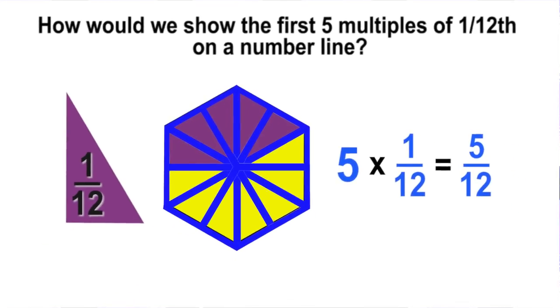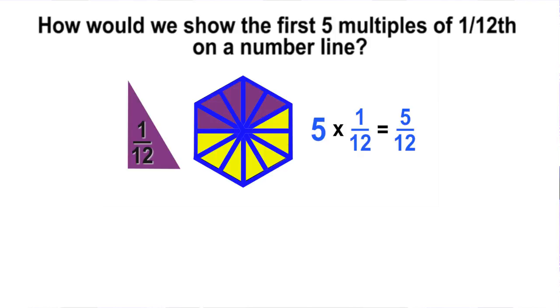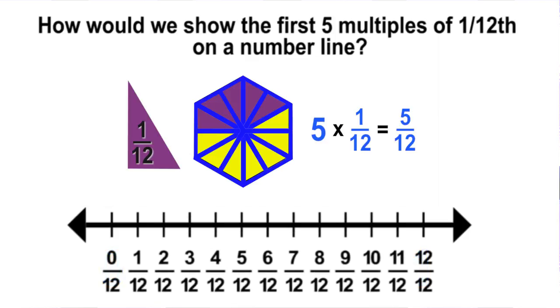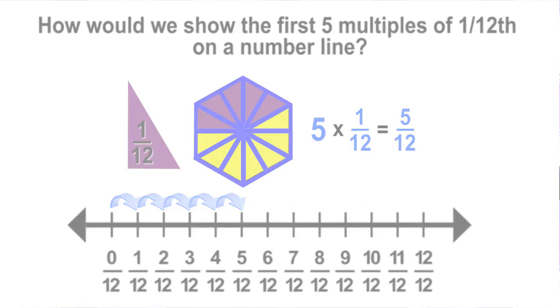How would we show the first 5 multiples of 1/12 on a number line? First, draw a number line and label 2 tick marks with 0 and 1 at each end. Then divide the number line into 12ths. The first multiple would be 1/12, the second jump would be 2/12, the third multiple would be 3/12, the fourth jump would be 4/12, and the fifth multiple would be 5/12.